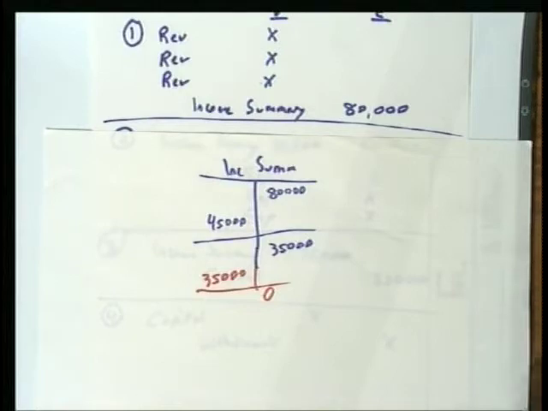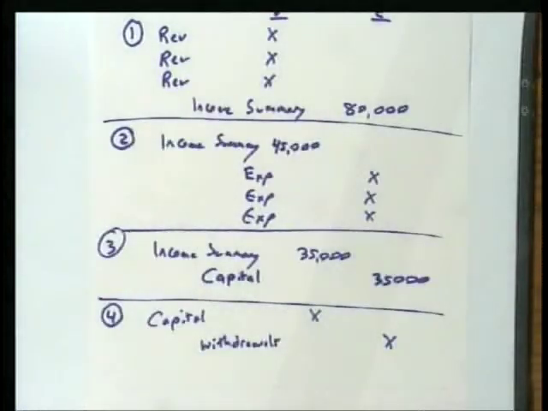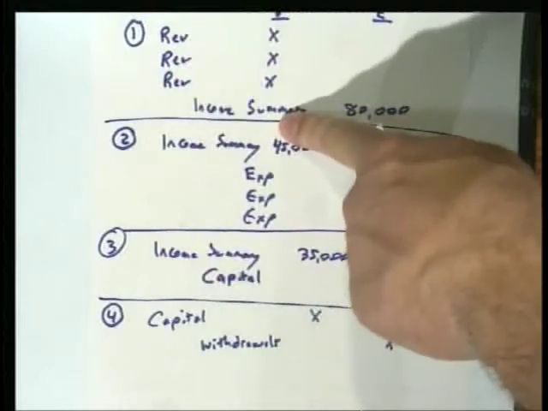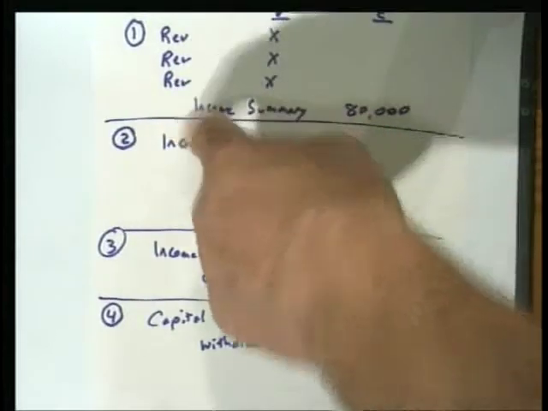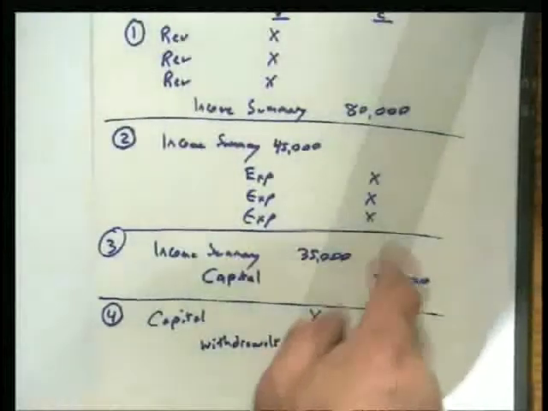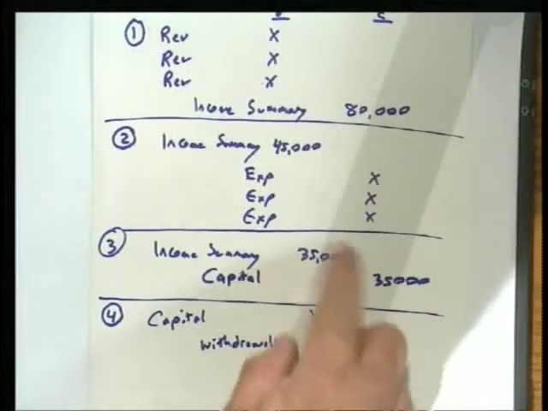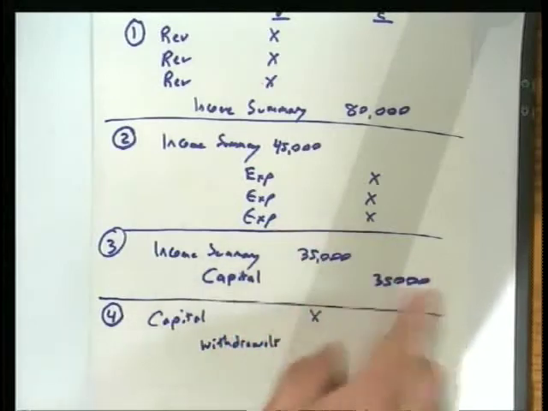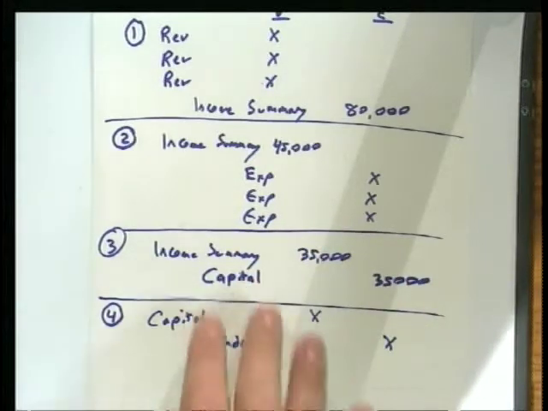Some students have astutely said, why don't we just close revenues to capital and then close expenses to capital, and then we don't need an income summary account? Well, you could do that, but one thing with accounting is we like to make as few journal entries to capital as we need to. And by using an income summary account, the only amount that gets credited to capital is the net income. Okay? So this is the way that we like to do it.